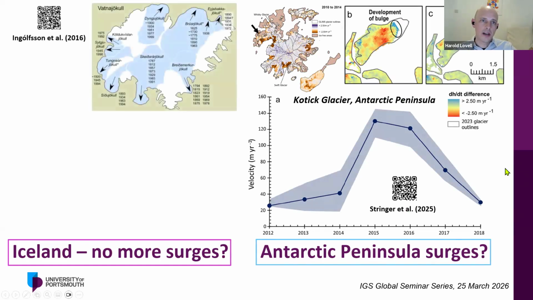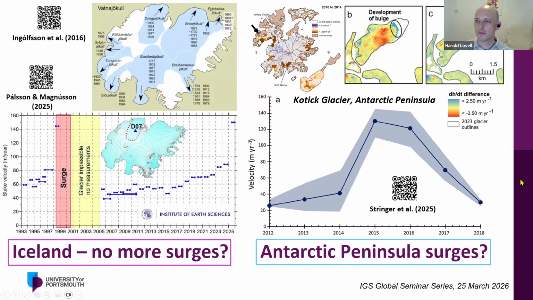If we go back to Iceland, this idea of perhaps surging not happening any longer: on this nice map here, you may not be able to read all the numbers, but effectively, most of these glaciers across Vatnajökull last surged in the 90s. And we had this kind of dead period where nothing was surging, or not very much was surging. So that seemed to feed into the idea that perhaps surging was ending.